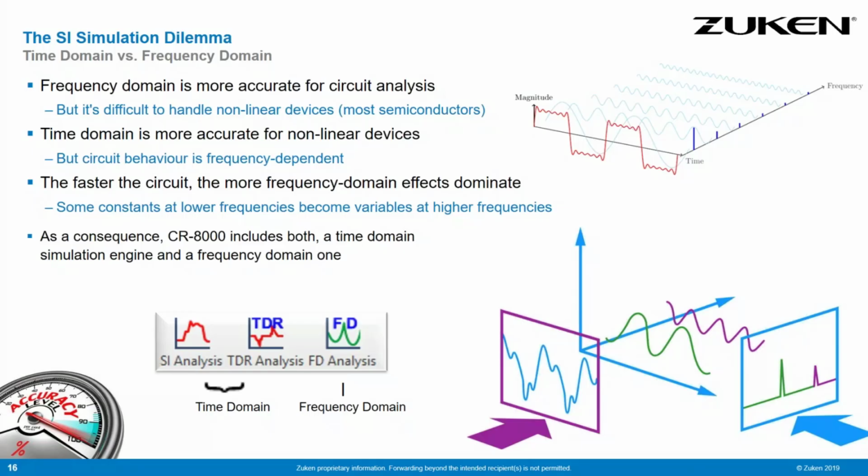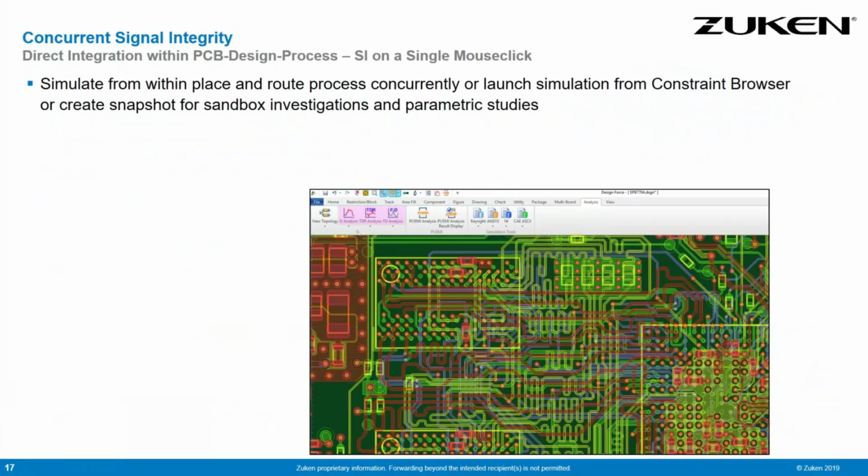So you can run a transient analysis or TDR analysis in time domain, or you can run a frequency domain analysis, because you may have things like insertion loss issues in frequency domain, while frequency domain cannot handle the nonlinear behavior of the devices. So semiconductor behavior is described differently, or is more difficult, in frequency domain. So therefore you have the two solvers available.